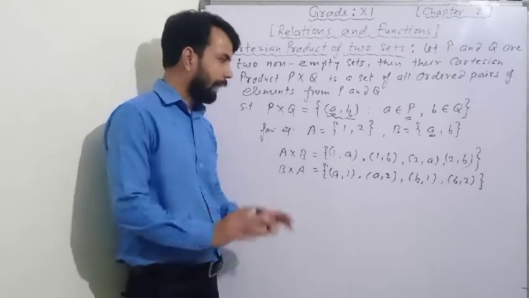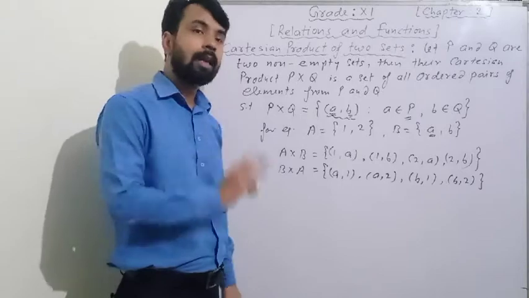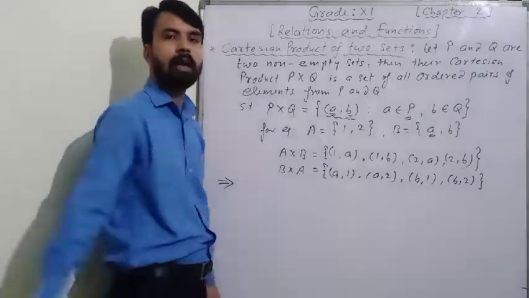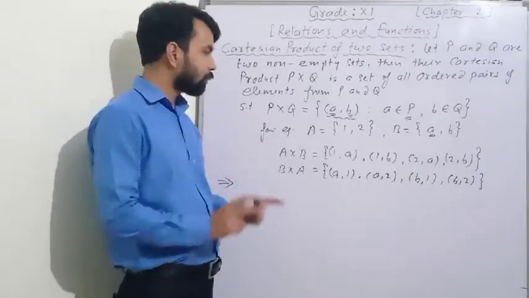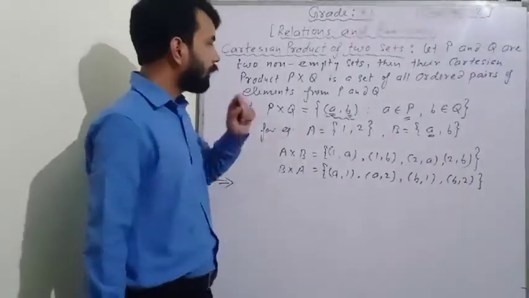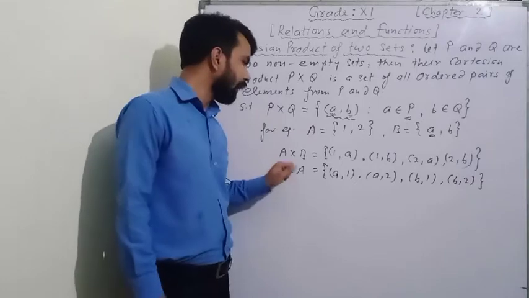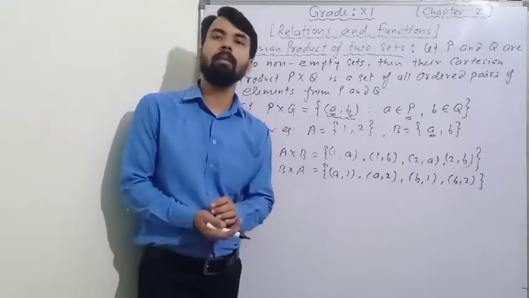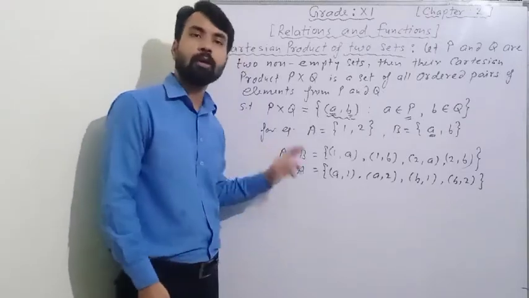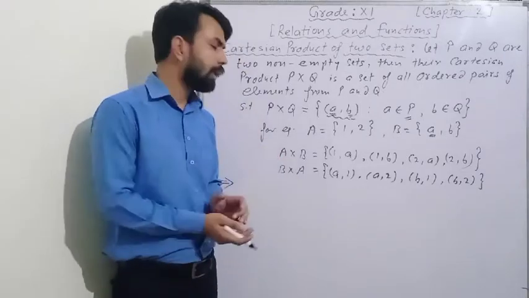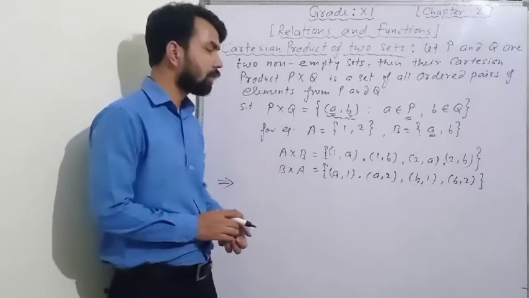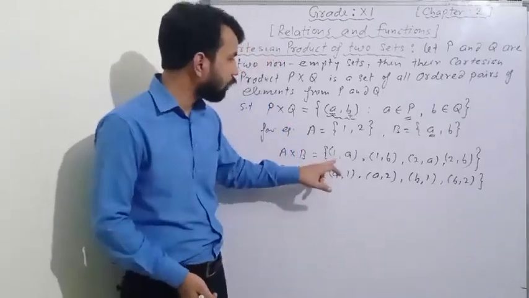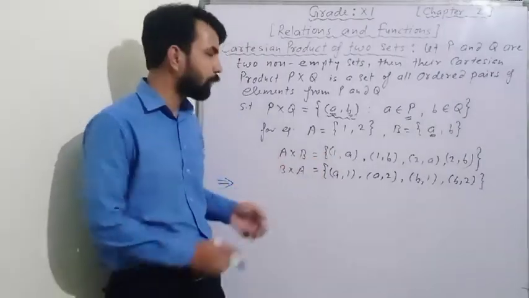Understood? Okay. Now some important points are here. First point is the number of elements in the Cartesian product of two sets. How many elements will be present in the Cartesian product of two sets? So beta here in the Cartesian product, the elements means the number of ordered pairs. So how many ordered pairs are present in this Cartesian product?